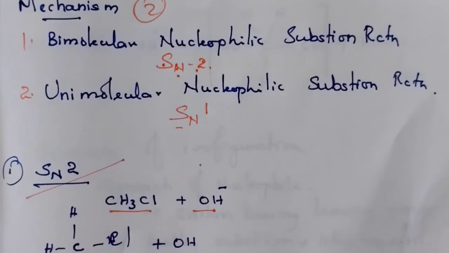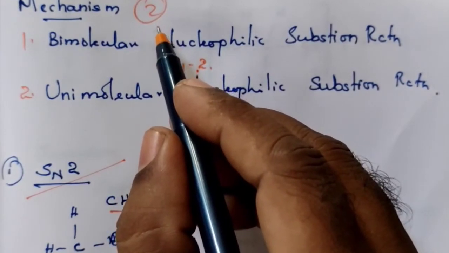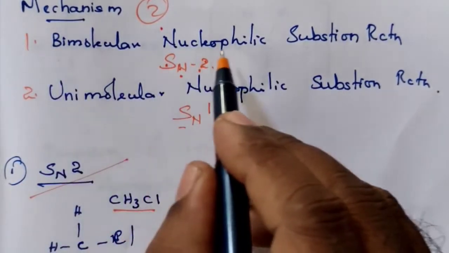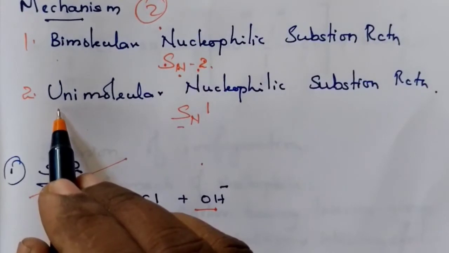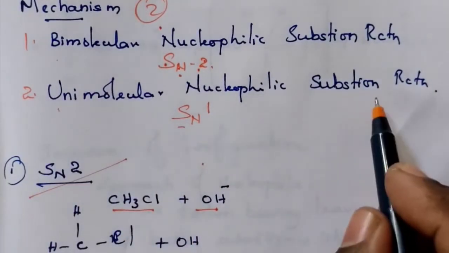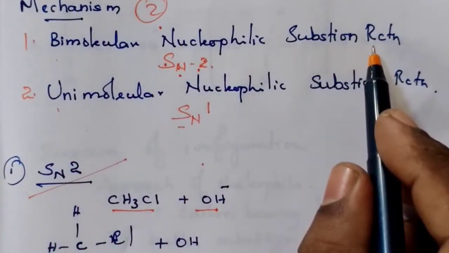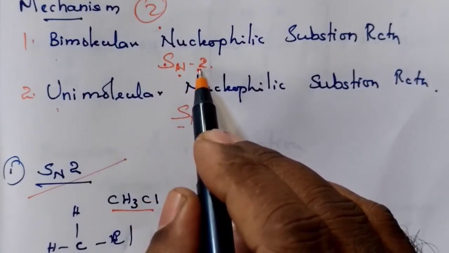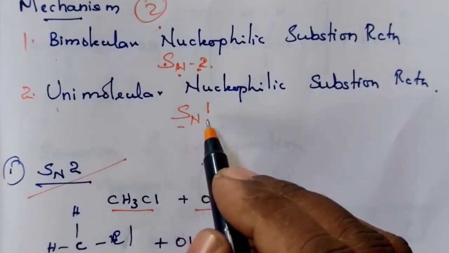Mechanism of nucleophilic substitution reaction. Nucleophilic substitution reaction proceeds through two different pathways. One is bimolecular nucleophilic substitution reaction. The second one is unimolecular nucleophilic substitution reaction. Bimolecular nucleophilic substitution reaction can be written as SN2 reaction, whereas unimolecular reaction can be written as SN1 reaction.